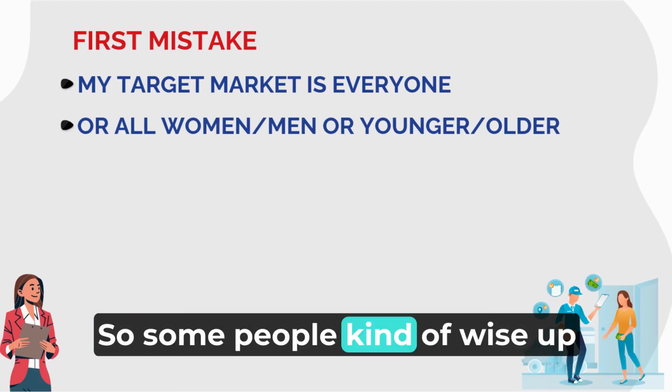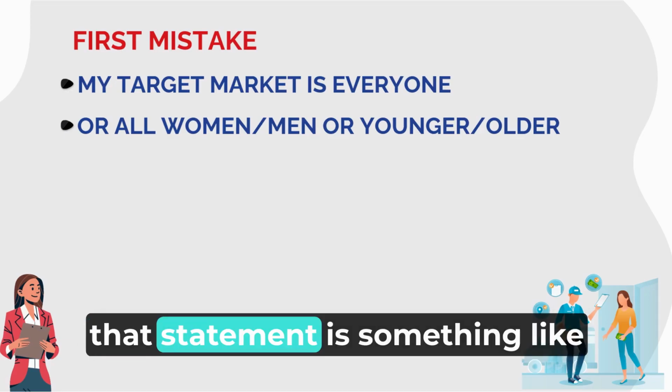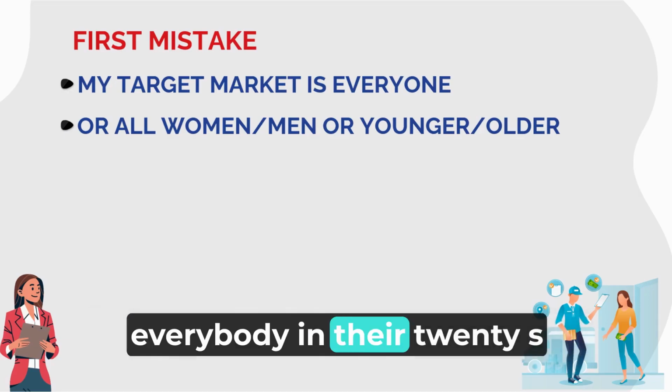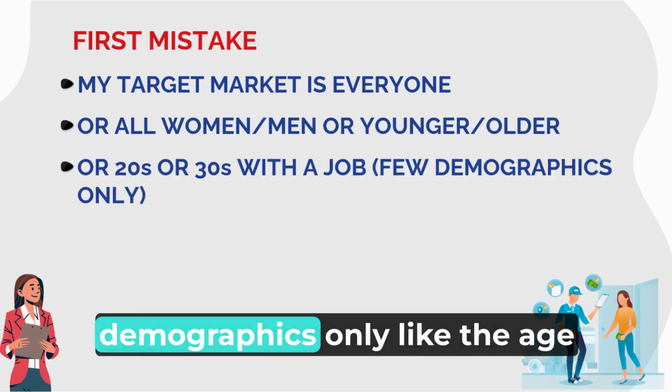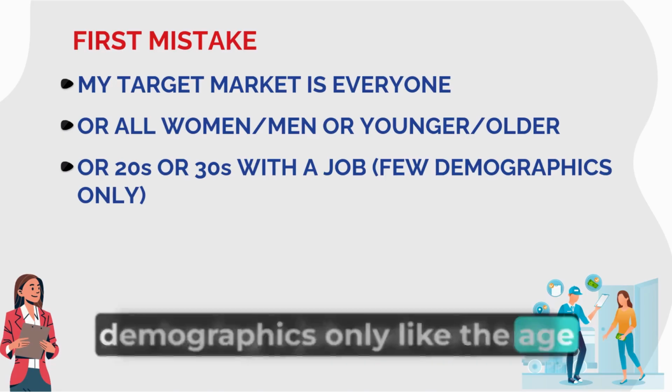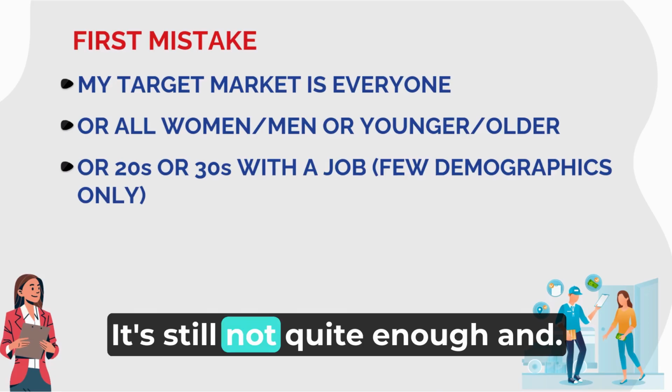So some people wise up, and the next level of improving that statement is something like, "Everybody in their 20s and 30s with a job." So they mention a few demographics only, like the age or having a job. And we'll talk about demographics in a second. It's still not quite enough.